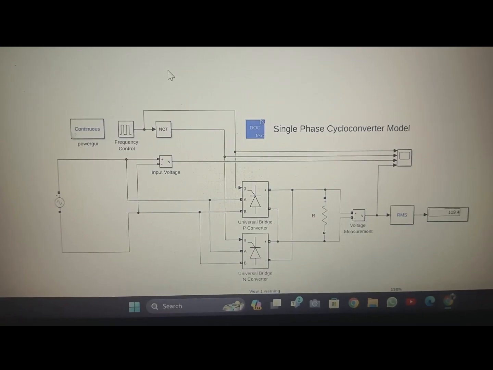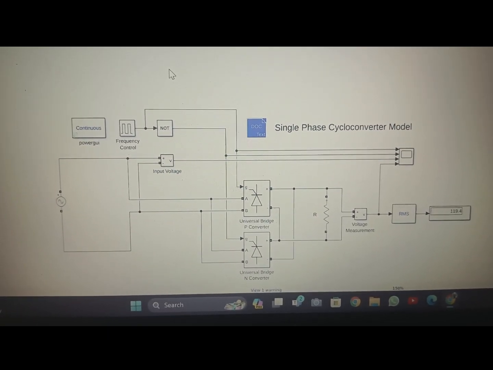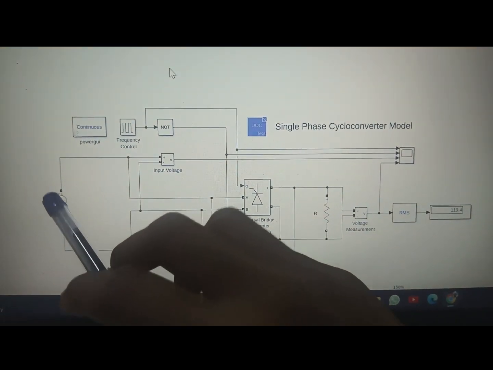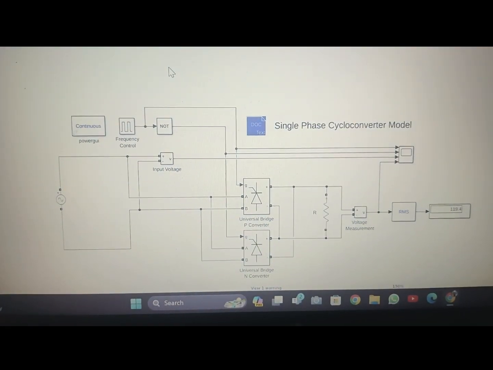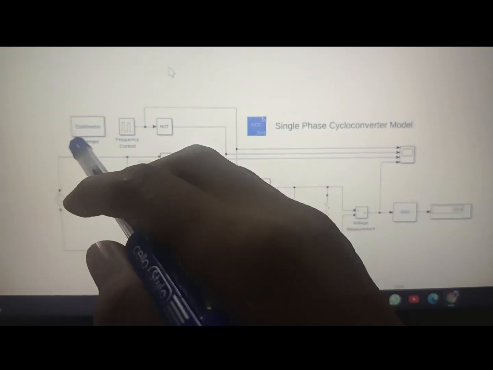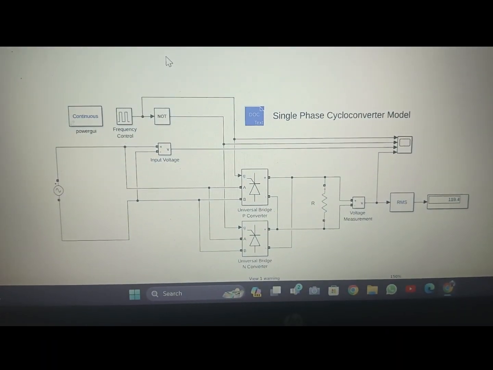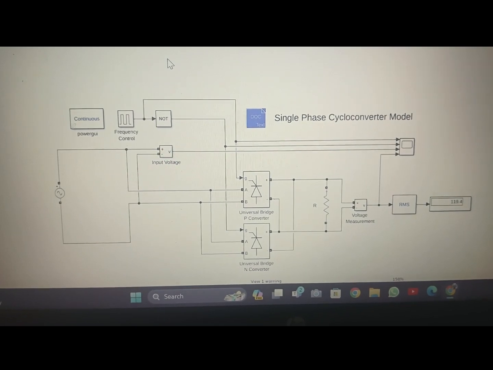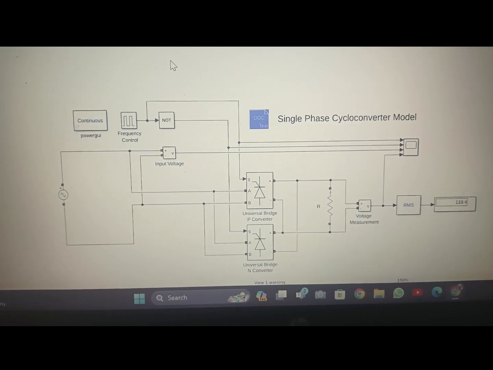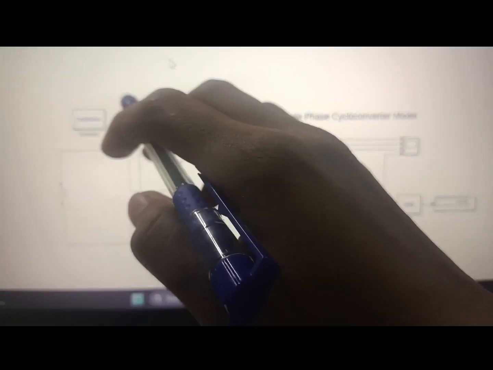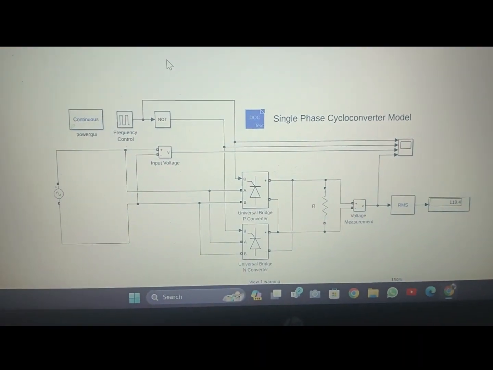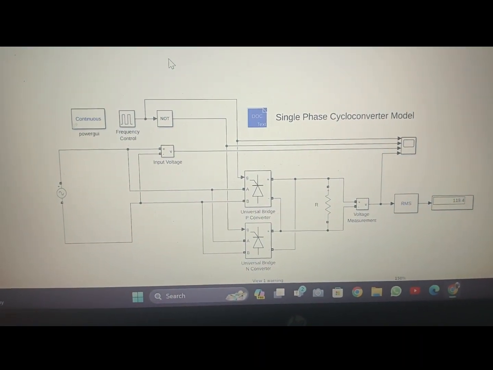So this is the simulation of the single phase cycloconverter model. This is the input AC voltage source. We have applied 170 volts here. This is the powergui continuous block. This block is used for continuous simulation, which uses a variable step solver from Simulink. This is the pulse generator block. This pulse generator block generates square wave pulses at regular intervals.